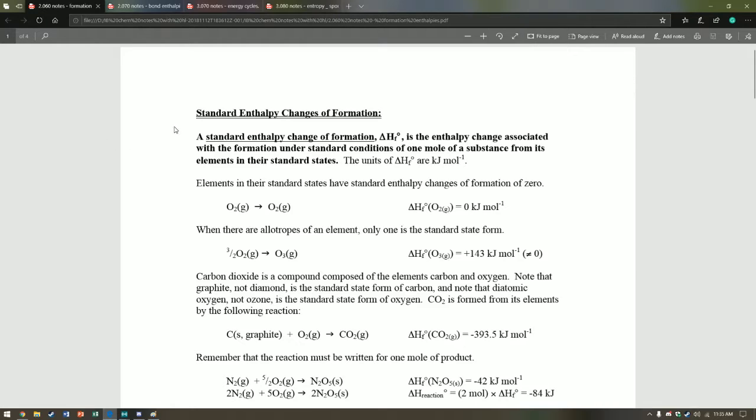So, standard enthalpy changes of formation. Let's go. Standard enthalpy change of formation, delta HF, is the enthalpy change associated with the formation under standard conditions of one mole of substance from its elements in their standard state. What does that actually mean for someone like you? That would translate to the enthalpy change associated with going from the elements that make up a compound to the compound under room temperature conditions.